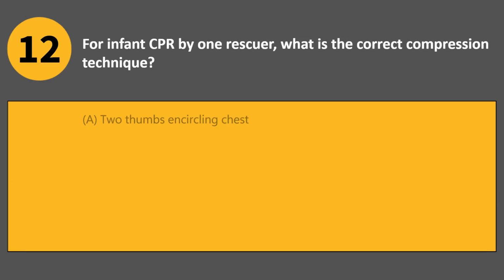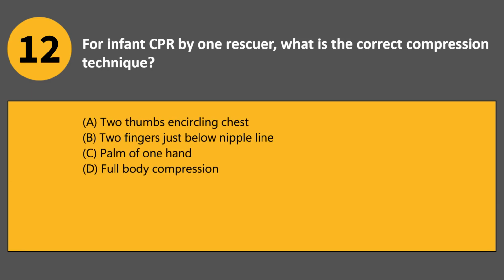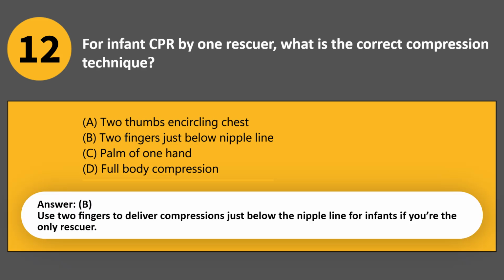For infant CPR by 1 rescuer, what is the correct compression technique? A. 2 thumbs encircling chest. B. 2 fingers just below nipple line. C. Palm of 1 hand. D. Full body compression. Answer B. Use 2 fingers to deliver compressions just below the nipple line for infants if you're the only rescuer.